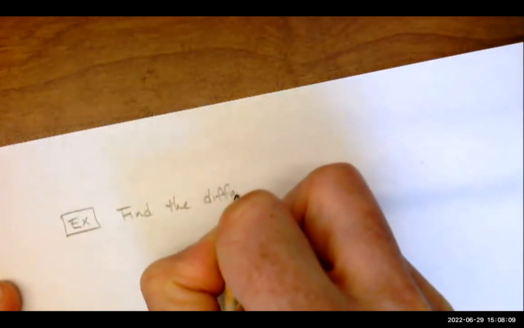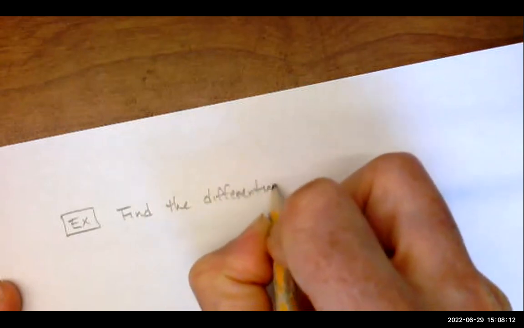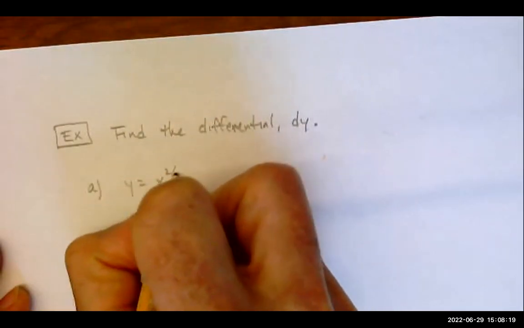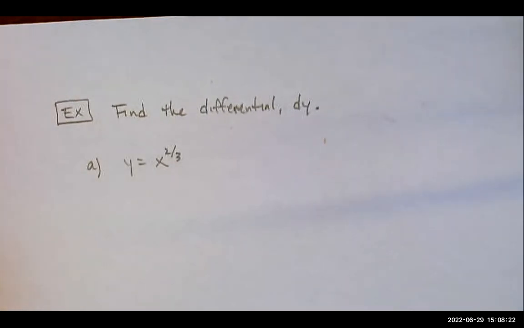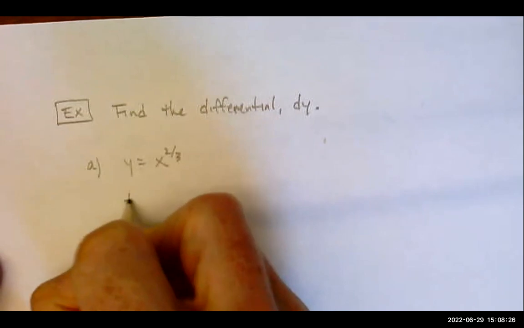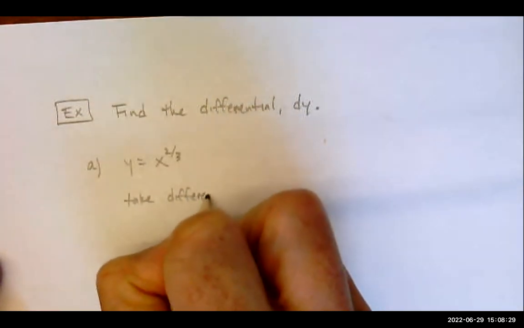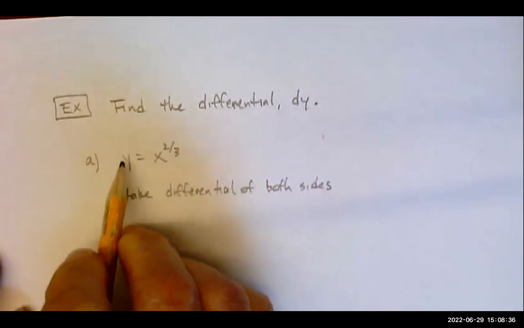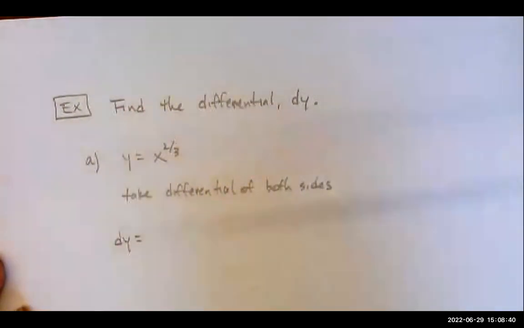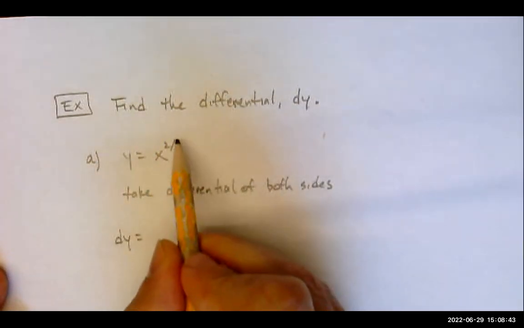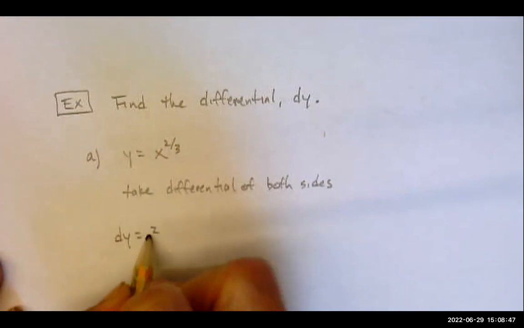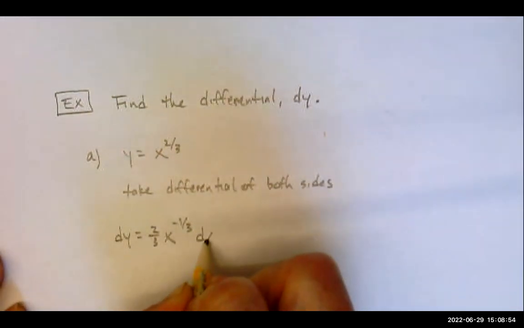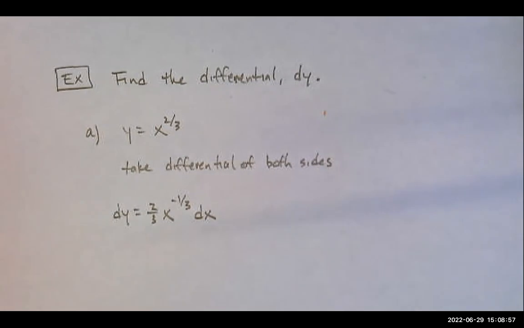Find the differential dy. Okay. Part A, y equals x to the 2/3. So here's what we're gonna do. We're going to take the differential of both sides. The differential of y is dy. The differential of this side, we need to take the derivative as normal, 2/3 x to the negative 1/3. But then multiply that by dx, the differential of x. And there you have it.